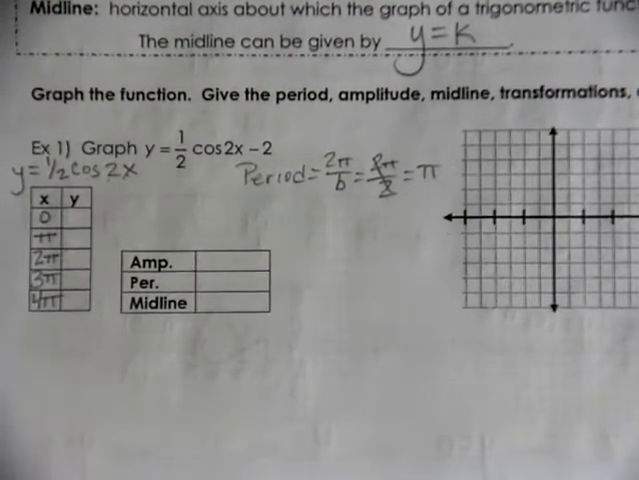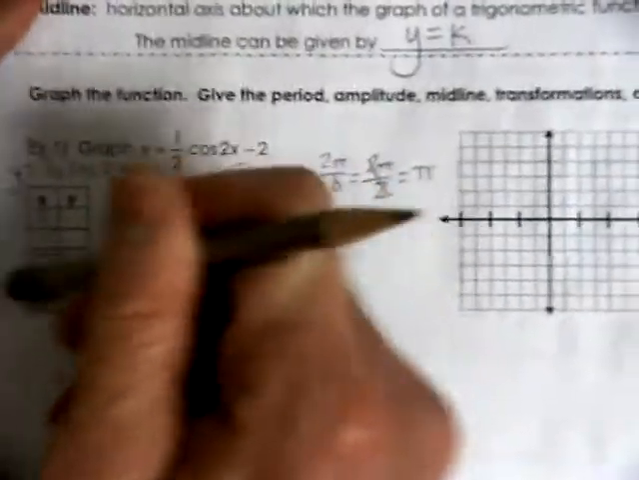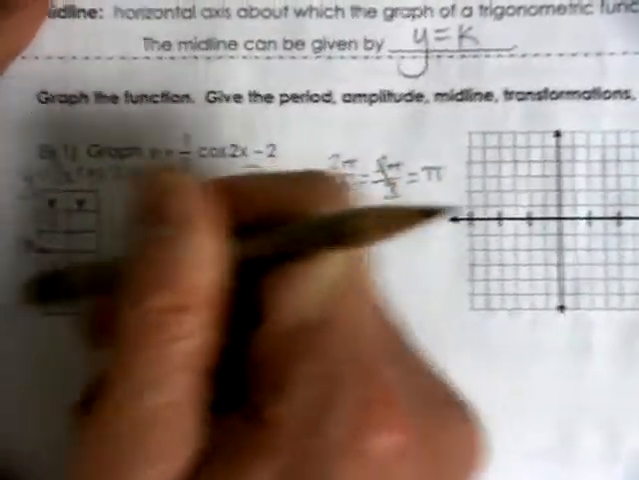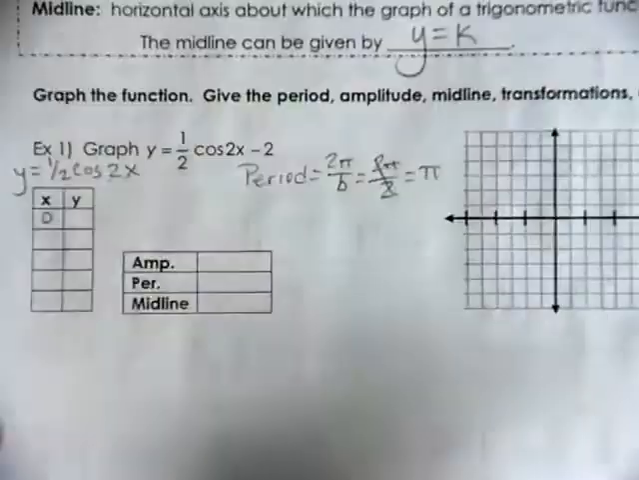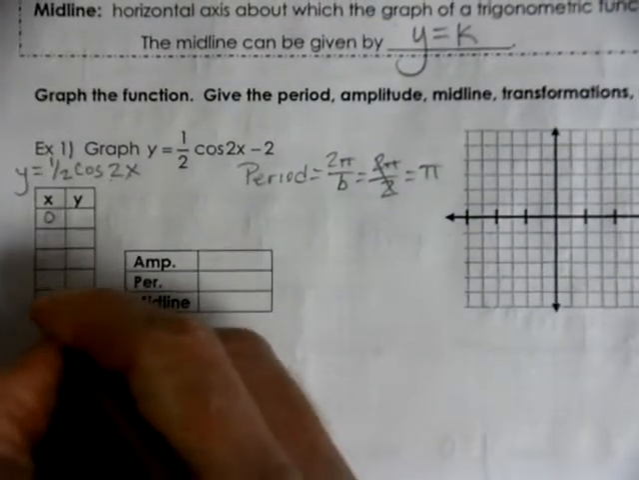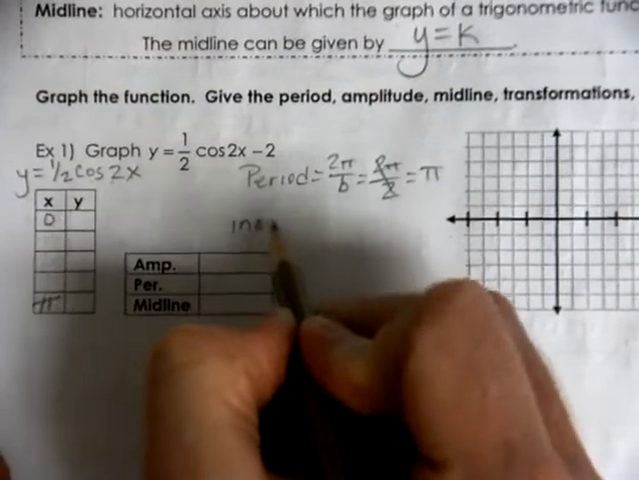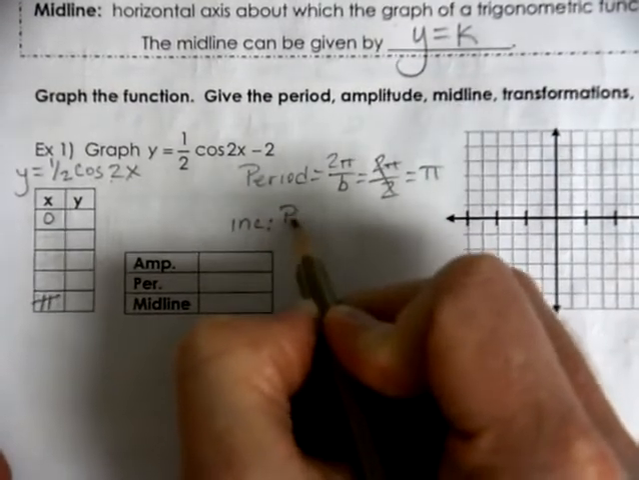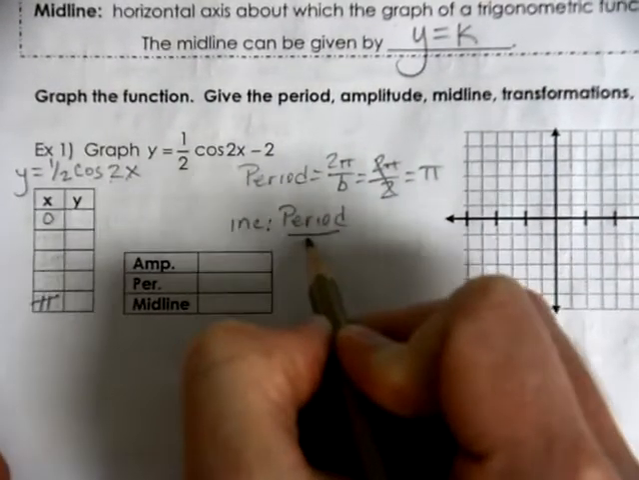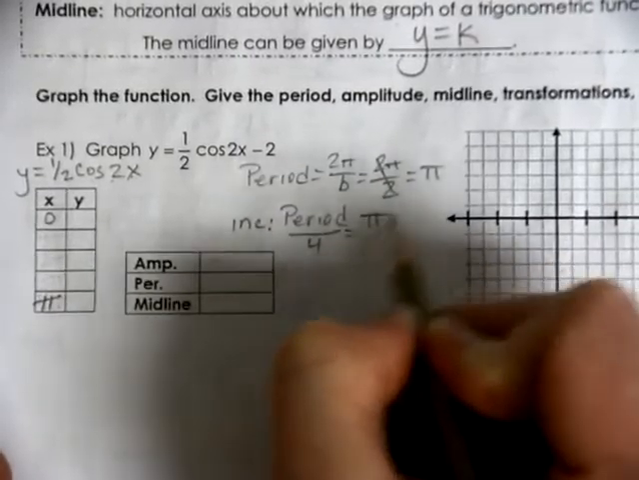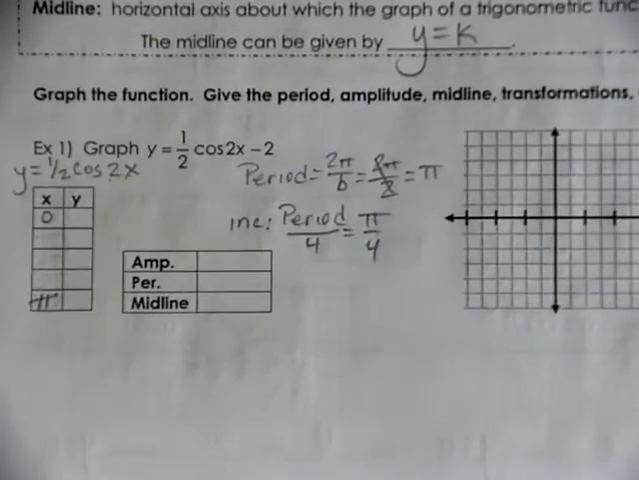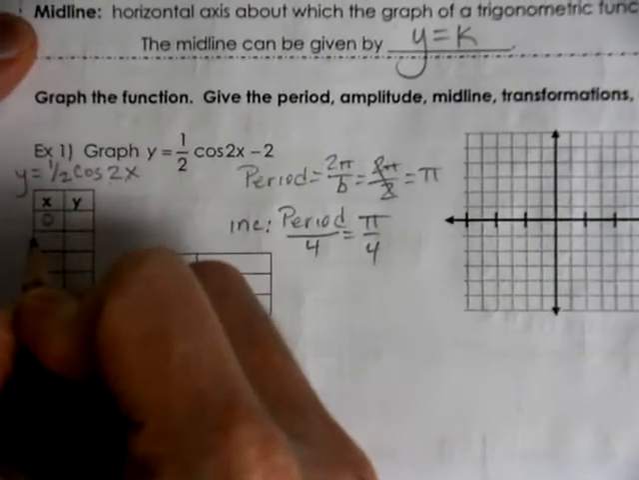All right, I just wrote my table incorrectly there. It ends with pi, of course. It ends with pi. That's the period. So we need to calculate the increments. The increments are the period divided by 4. So we're going to go in increments of pi over 4.